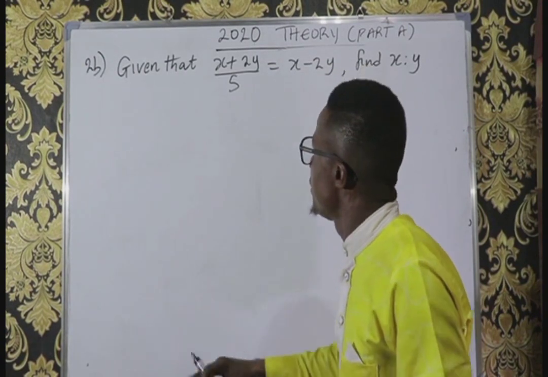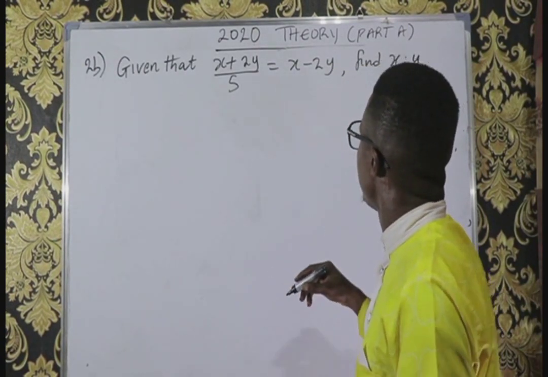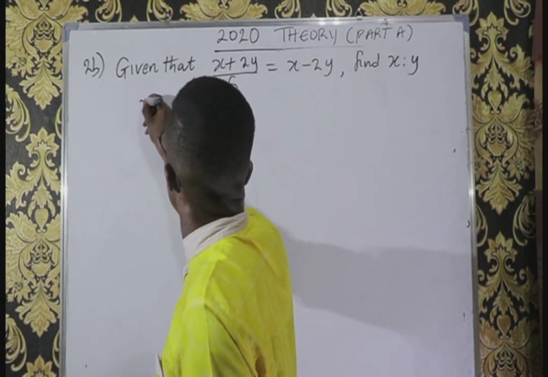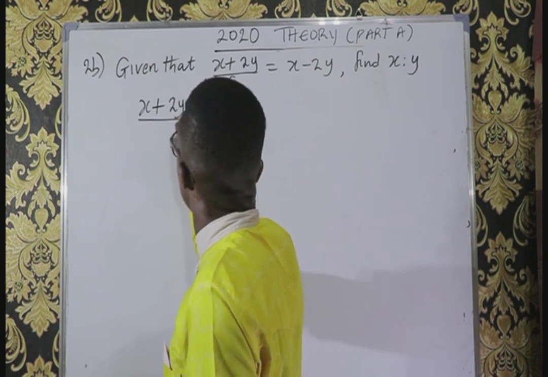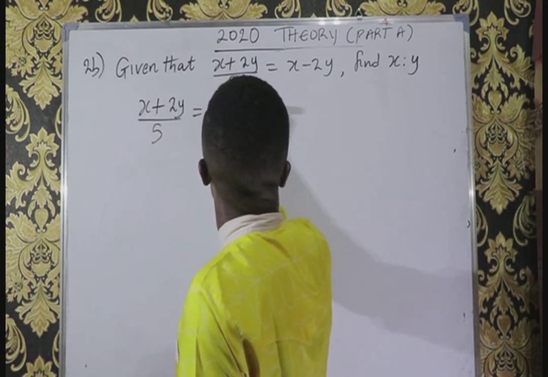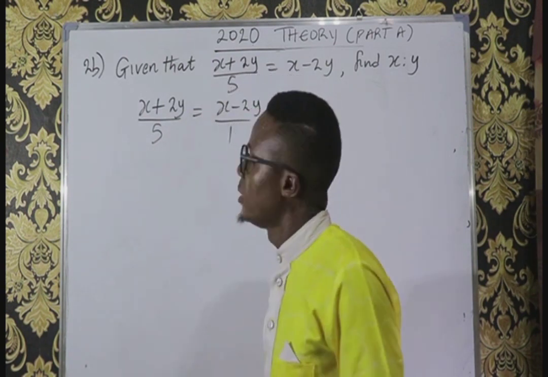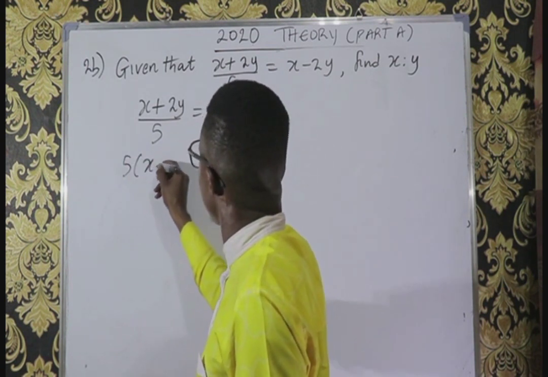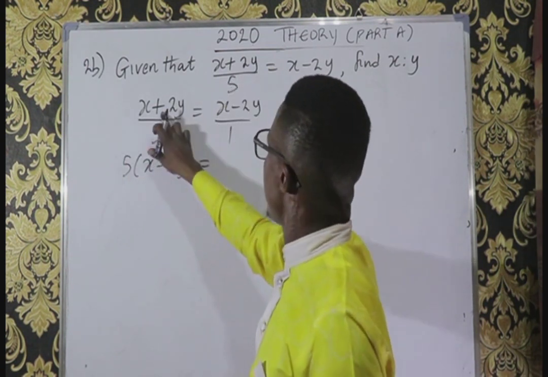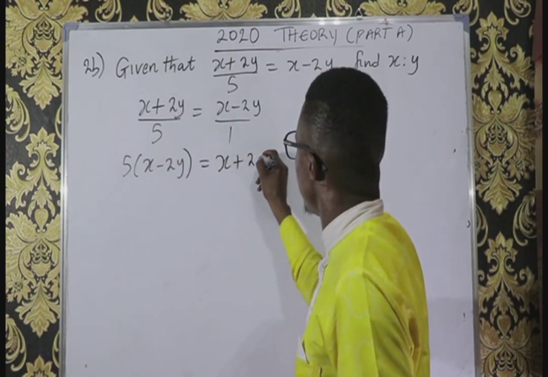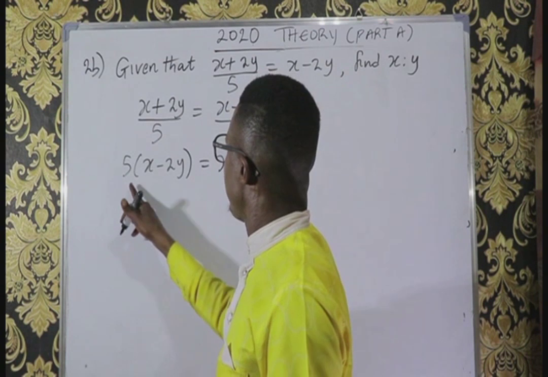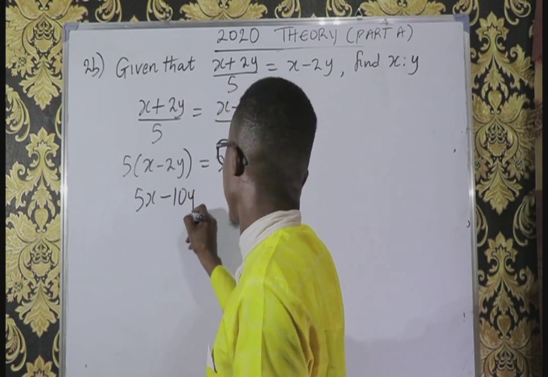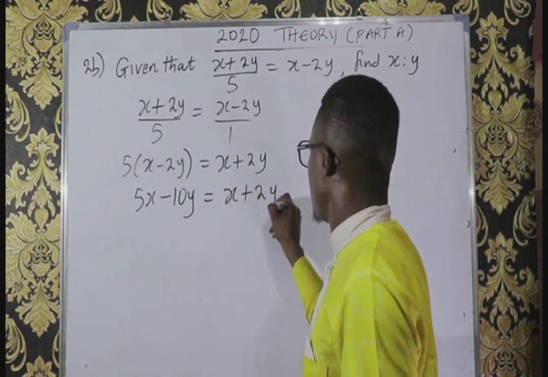Okay, so the number 2b says, given that x plus 2y over 5 is equal to x minus 2y, find x is to y. So we have x plus 2y all over 5 is equal to x minus 2y. We can say over 1. Cross multiply. This is times 5. So we have 5 into x minus 2y equals x plus 2y times 1 is x plus 2y. I'll open the bracket. I have 5 times x is 5x. 5 times minus 2y is minus 10y equals x plus 2y.